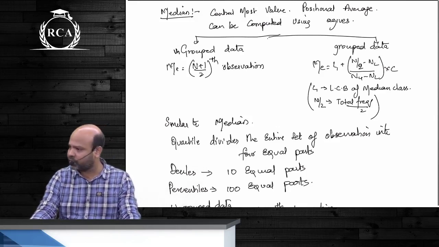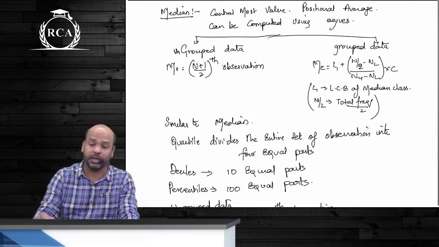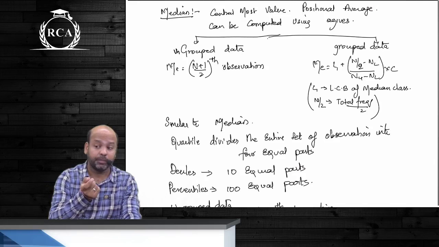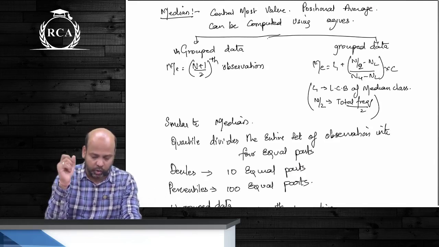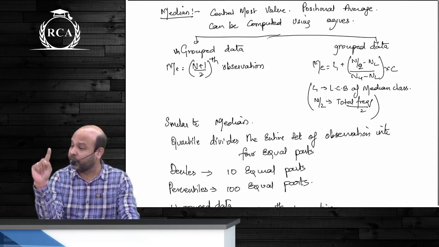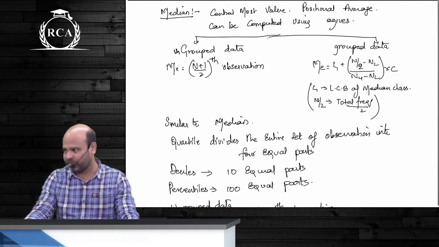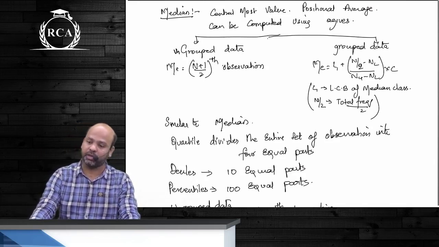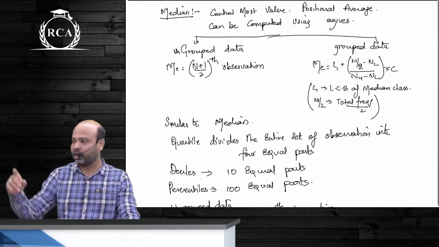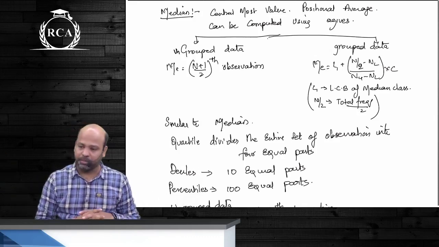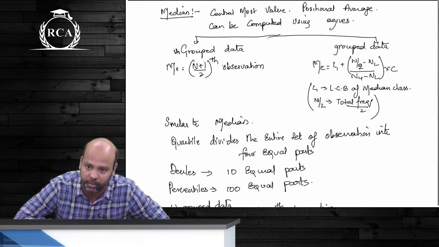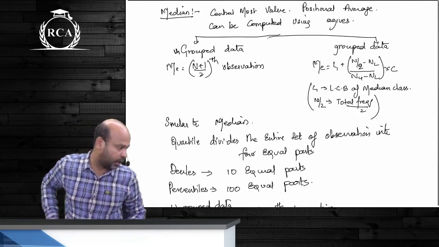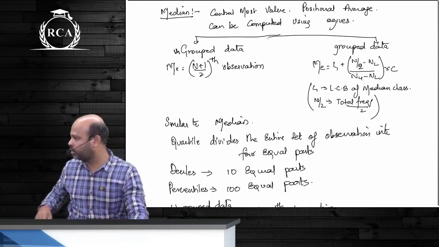I've derived this formula in the class, but I said it is nothing but assuming that the observations are uniformly spread throughout the class interval. For mean, we assume that all the values are equal to its mid value, but for median, we assume better that the values are uniformly spread. That is how we derive the formula, which is L1 plus (n/2 minus NL) by (NU minus NL) into C. Are we clear about it?